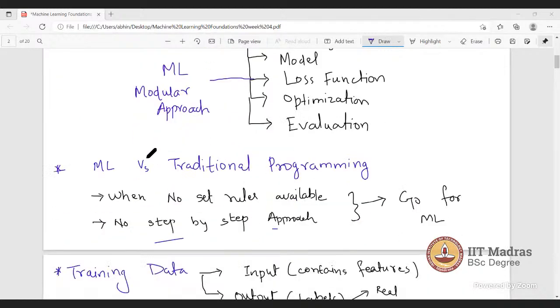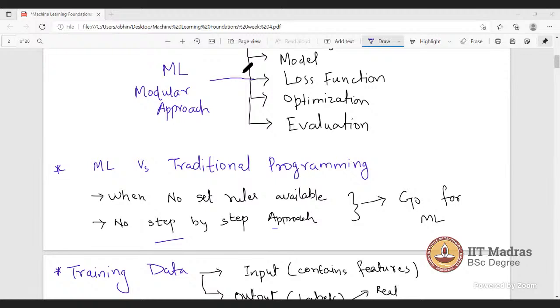Then the next important part covered in week 1 is the comparison between machine learning and the traditional programming approach. When to use machine learning is the question that is answered. Whenever we have no set rules available for a particular problem, or when there is no step-by-step approach available, we go for machine learning. For example, if you are going to do a basic addition of two numbers, you know how to add numbers, so we can program it easily, right? For such a situation, we do not require machine learning. We can do it with the traditional programming approach.